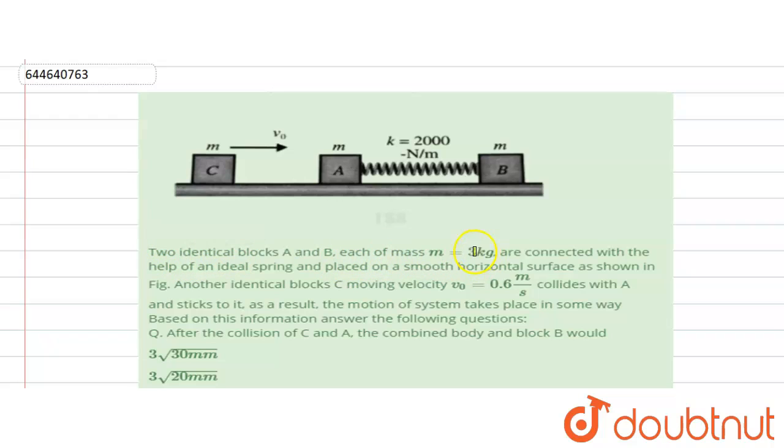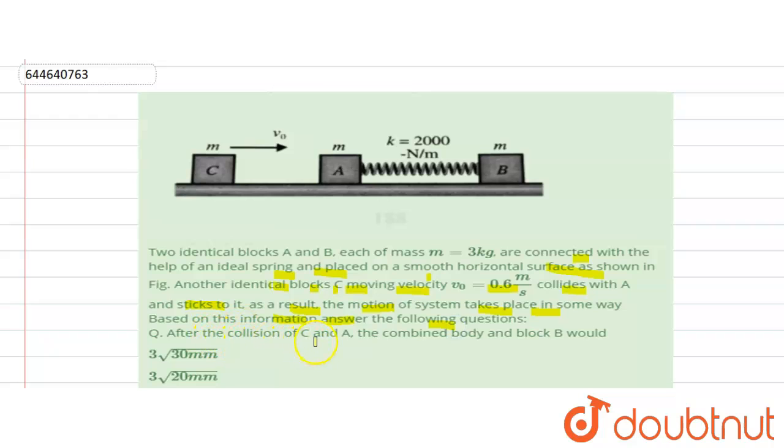The question is: given two identical blocks A and B, each of mass 3 kilograms, connected with the help of an ideal spring placed on a smooth horizontal surface as shown in the figure. Another identical block C is moving with velocity v naught, which is equal to 0.6 meter per second, collides with A and sticks to it. As a result, the motion of the system takes place in some way. Based on the information, answer the following question.